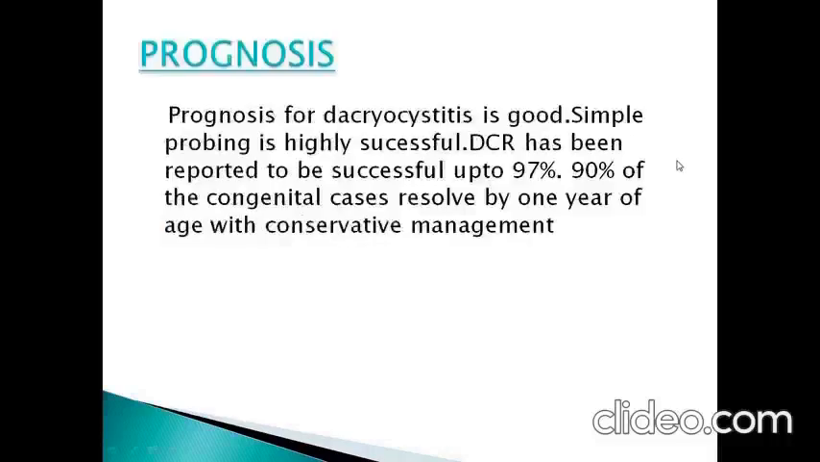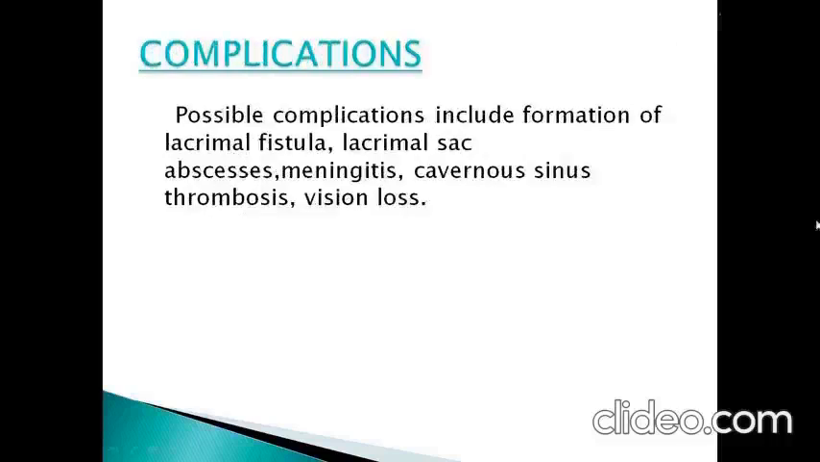Now, about the prognosis of this disease condition, the prognosis of dacryocystitis is good. Simple probing is highly successful. DCR has been reported to be successful up to 97%. 90% of the congenital cases resolve by 1 year of age with conservative management. Coming to the complications, the possible complications of dacryocystitis include formation of lacrimal fistula. There can be lacrimal sac abscess, meningitis, cavernous sinus thrombosis, and even vision loss in some cases.